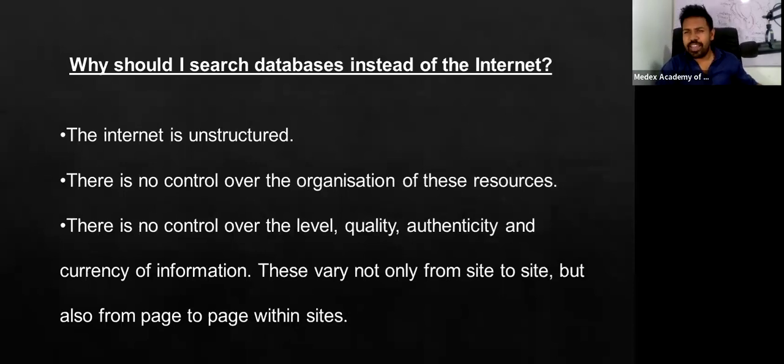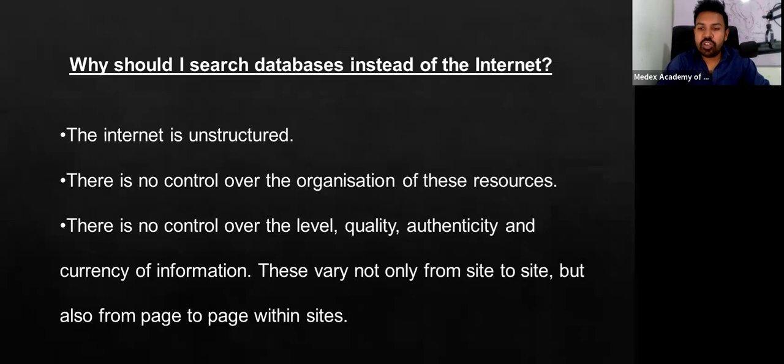So if I create something, I can just publish it. Address ekak dala, details dala, hosting ekak aragena, you can just publish, right? So that is a simple process. So therefore, that is unstructured, and also it is not controlled. Eka control karanne ne, control ekak ne, hari, right? So there is no control over the level, quality, authenticity. So nothing will be controlled. Eka kaagedha, kawda liyala tiyenne, quality ekak kohomada, so those things will not be controlled.